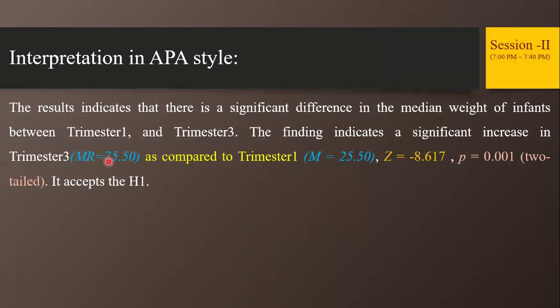I have put it here, the mean ranks or mean weights, that is 75.50 as compared to trimester 1. And this is the Z value, which is also greater than 1.96, and the p value, which is less than 0.05. So it accepts H1. So this is how you can apply the procedure.